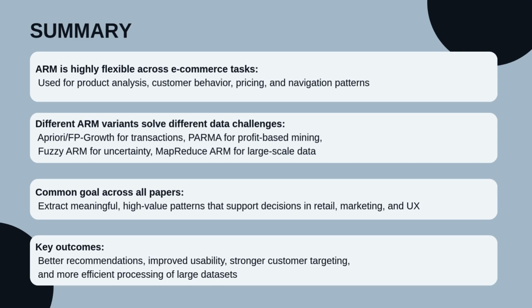But the common goal is always the same: find meaningful, high value patterns that help with decisions in retail, marketing, and user experience. The key outcomes are better recommendations, better usability, stronger targeting of customers, and more efficient processing of large datasets. In that sense, ARM gives us a nice closing loop to the course. It shows how everything we've talked about ultimately comes down to seeing structure in data and turning it into decisions that actually matter.